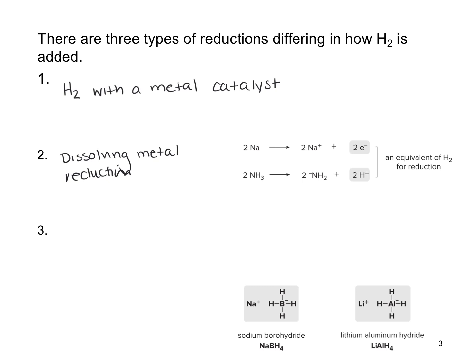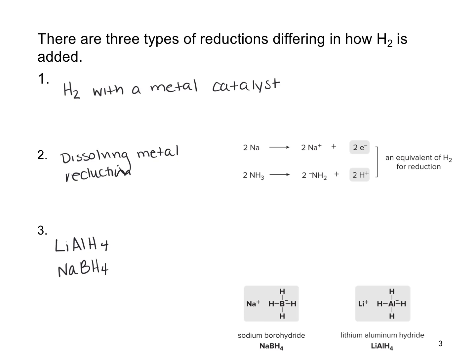And then the third type that we're going to talk about uses lithium aluminum hydride or sodium borohydride. So H2 is added using a hydride and a proton. So we use lithium aluminum hydride or sodium borohydride as the hydride source for the reduction. Examples of these are shown here as well.